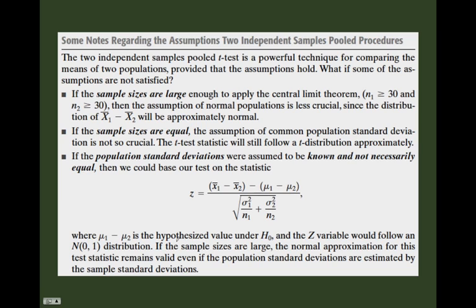Also, if the sample sizes are equal, the assumption of common population standard deviations is not so crucial. So if the sample sizes are the same, then this homoscedasticity assumption is not that crucial either, and the t-test statistic will still follow a t-distribution.